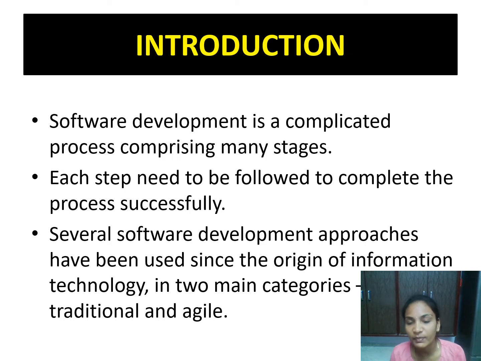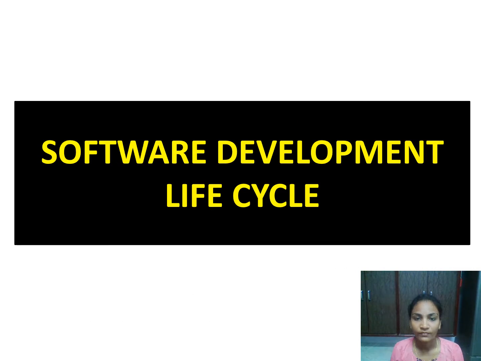Several software development approaches have been used since the origin of information technology in two main categories. They are traditional and agile. Software development life cycle. Now let us know how the software development has been originated.